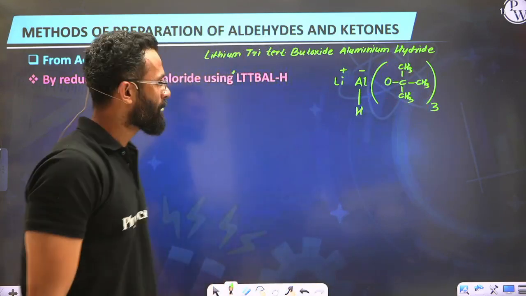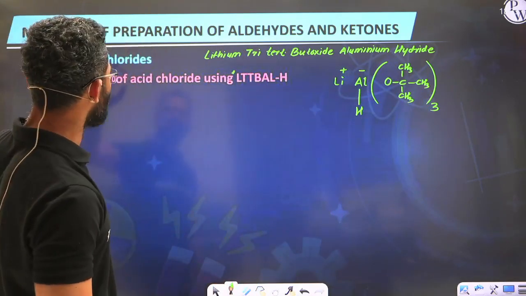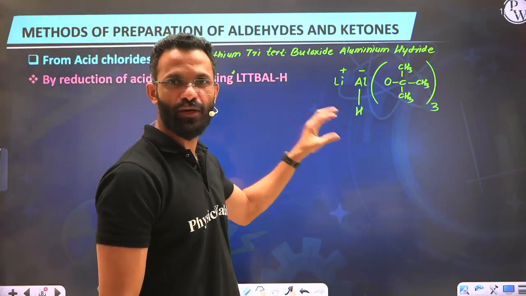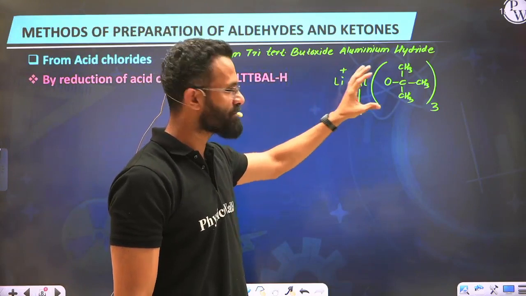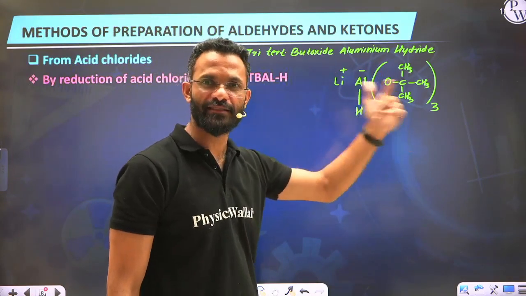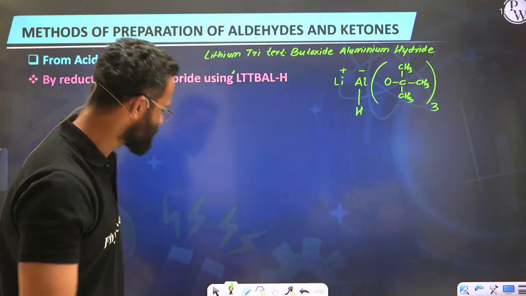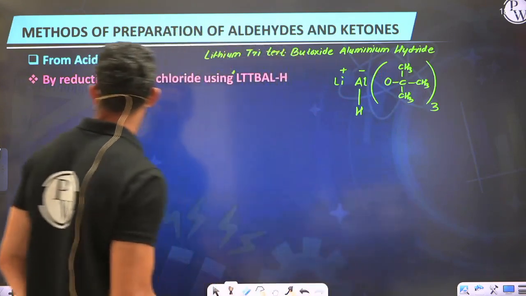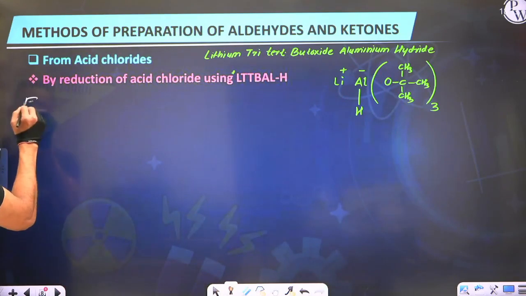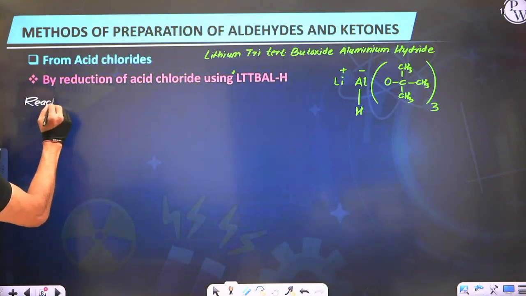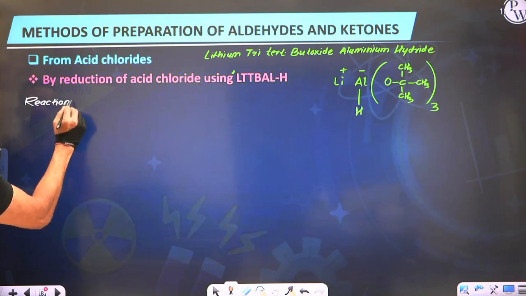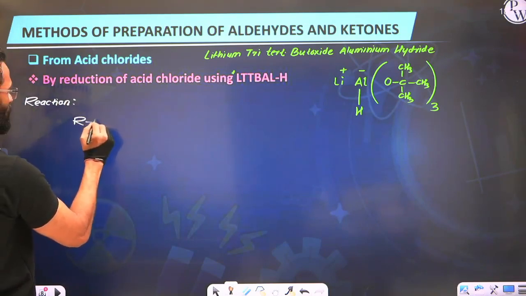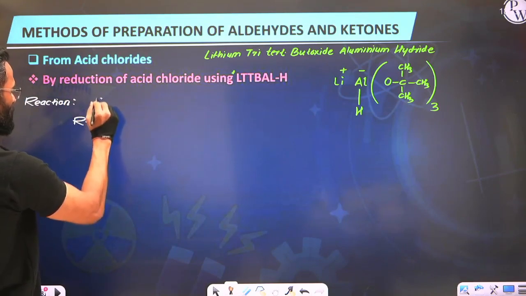Alright guys, now this reagent is used to convert acid chloride into the corresponding aldehyde. So you allow acid chloride to react with lithium tri-tert butoxide aluminium hydride and then you carry out hydrolysis to give you the corresponding products. So just to make you understand the reaction, let me show you that reaction first. Let's say we have got acid chloride.